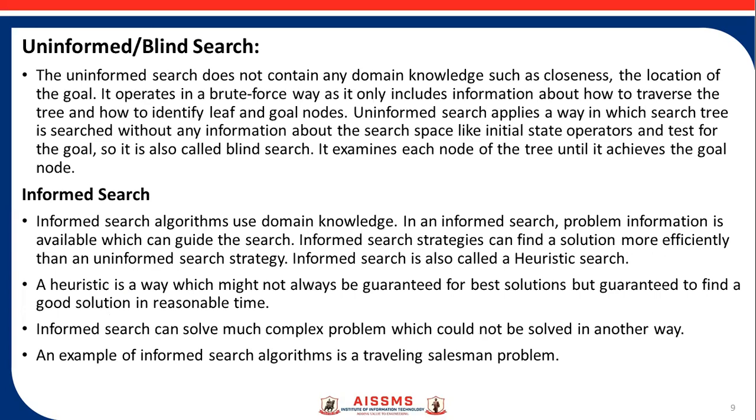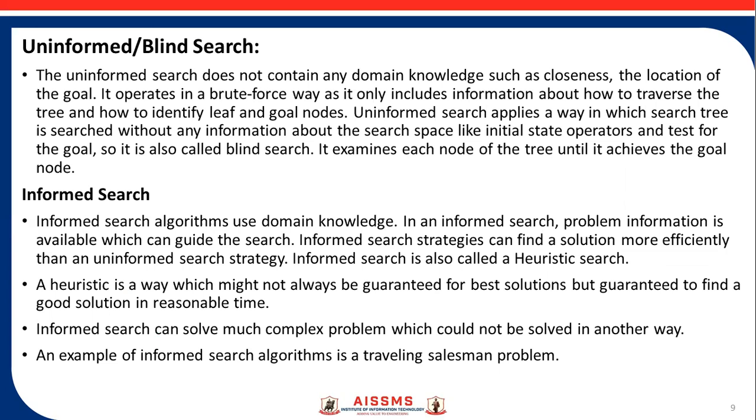Informed search algorithm with domain knowledge. Basically, the most important difference is that uninformed search does not contain any domain knowledge, but informed search may contain domain knowledge. In an informed search, problem information is available, which can guide the search. Informed search strategies can find a solution more efficiently than an uninformed search strategy.